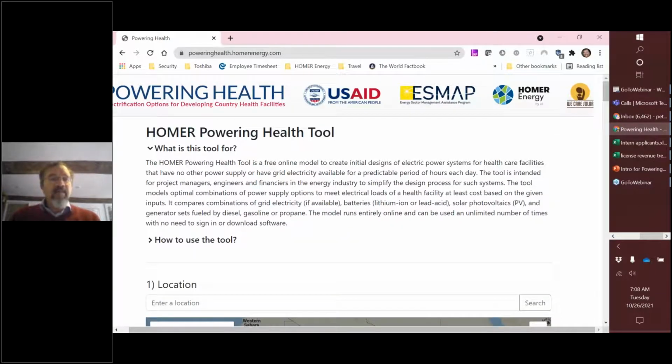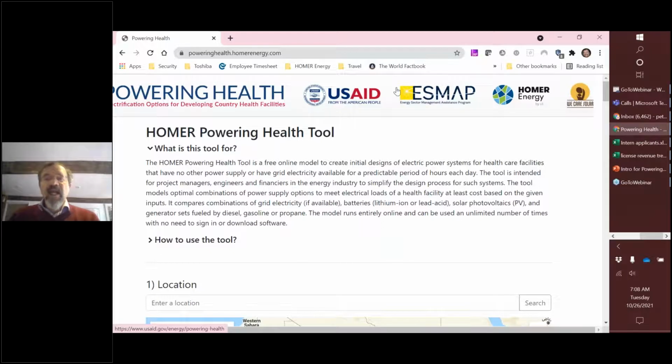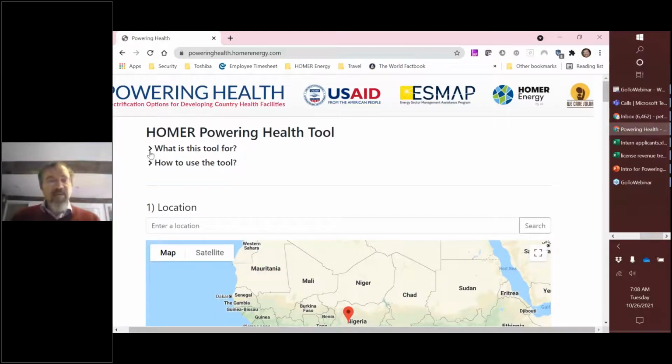So there's the URL at the top, poweringhealth.homerenergy.com. And as you can see, we want to give credit to USAID for the original development. SMAP is the one we're currently working with, and we're very excited to get started on a modification of this for these displacement settings. But that project literally is just getting started. And I mentioned all of the explanatory materials. Everywhere you see this little diamond, you can open it up, and there's a lot more information here.